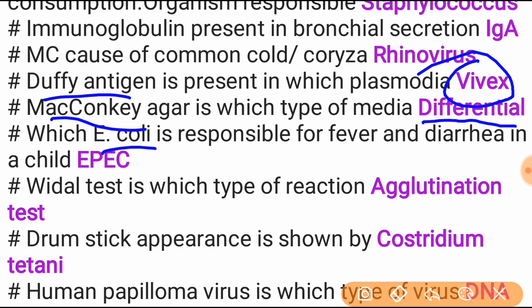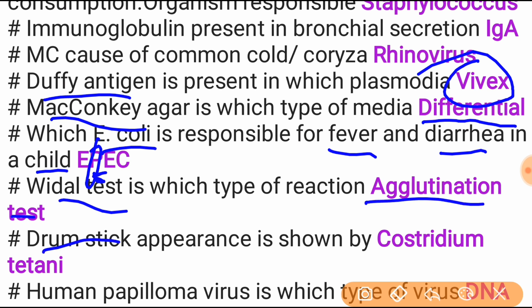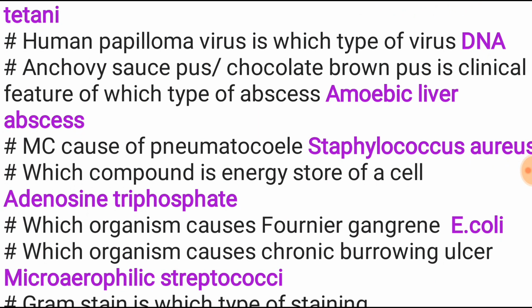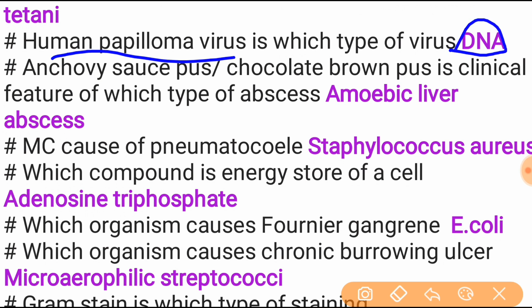Which E. coli is responsible for fever and diarrhea in the child? If it is child given, that means P here, P for pediatrics, you can remember it by pediatrics child. Vidal test is which type of reaction? It is an agglutination test. Drumstick appearance is in Clostridium tetani. Next one is human papilloma virus. Human papilloma virus is which type of virus? It is a DNA virus.